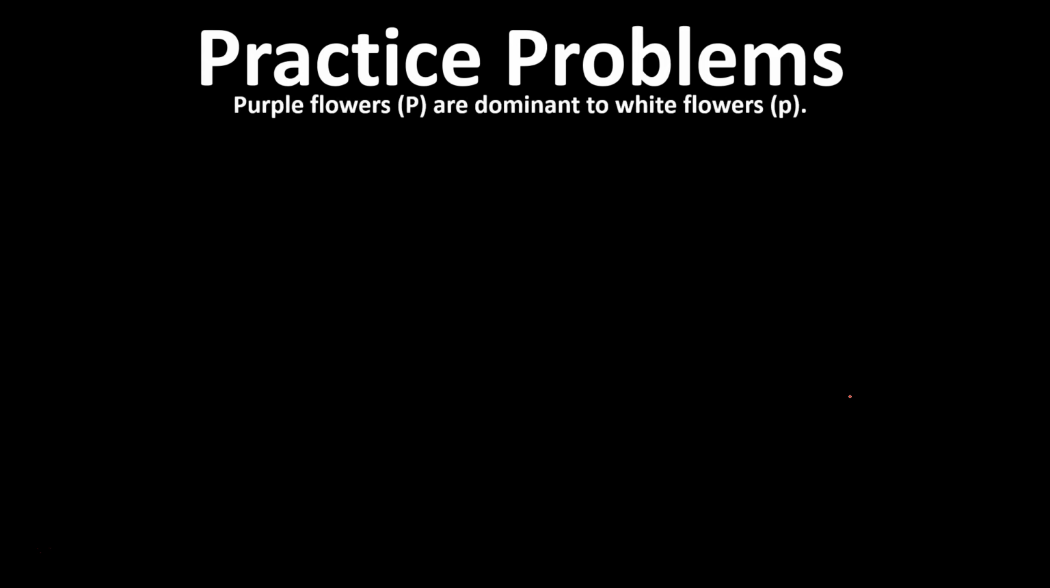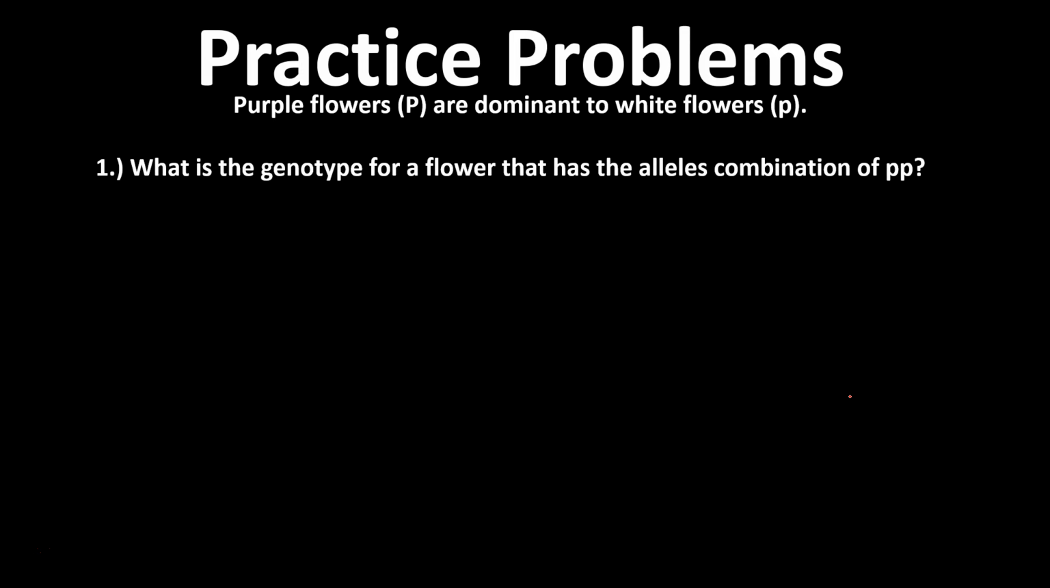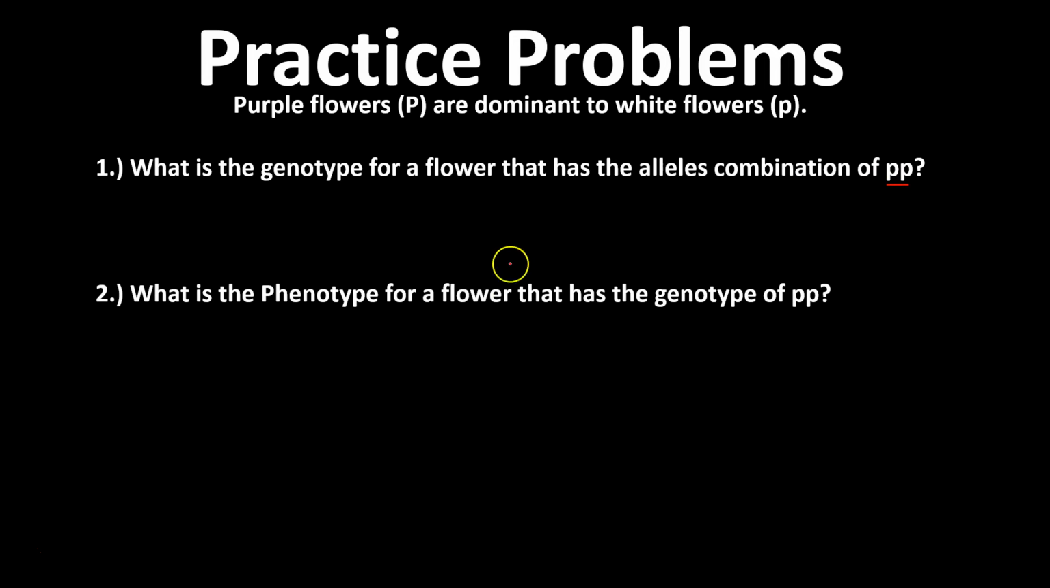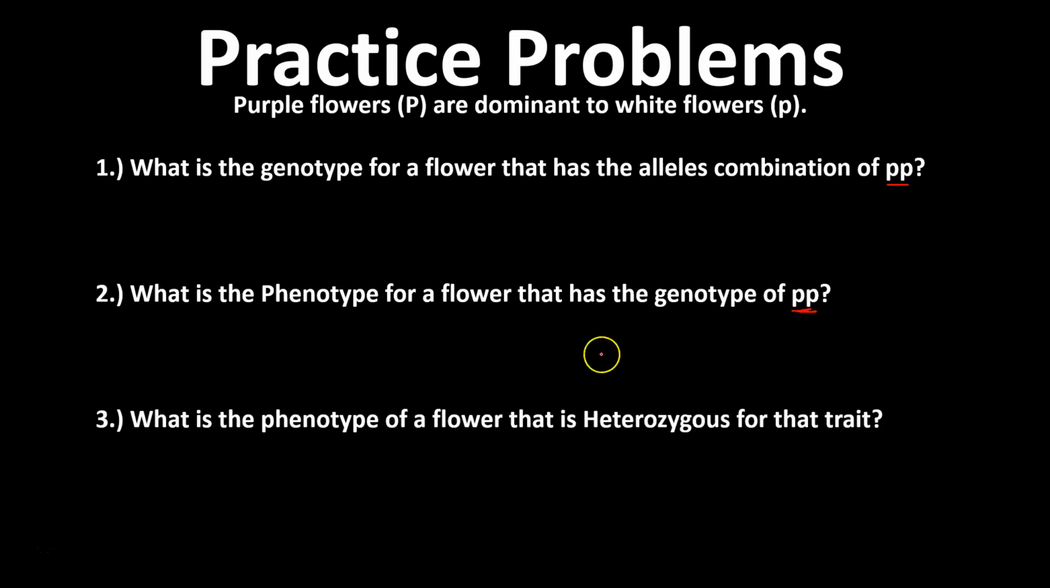And last slide. Purple flowers are dominant to white. What is the genotype for a flower that has the allele combination of two recessive alleles? What do I call that genotype? What is the phenotype for a flower that has the genotype of two recessive alleles? Okay, what am I going to see? And what is the phenotype for a flower that is heterozygous for that trait? So what am I going to see if a flower is heterozygous, and use this information to help you, okay?